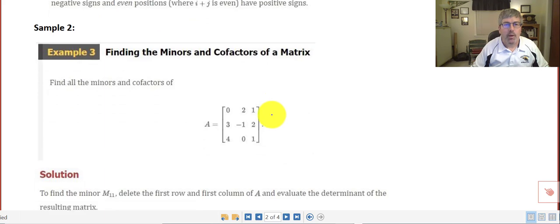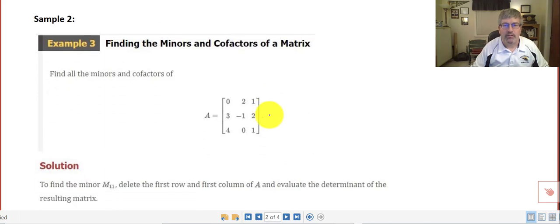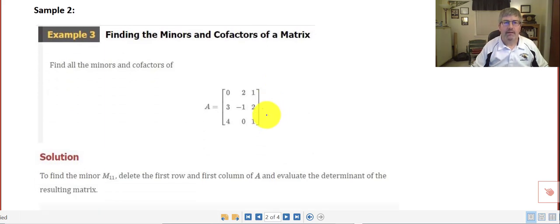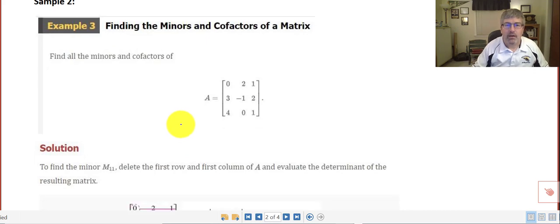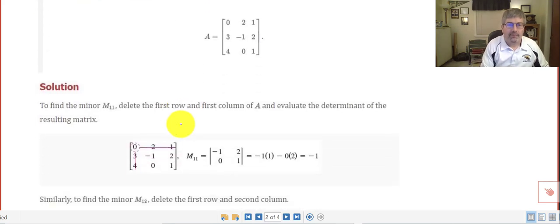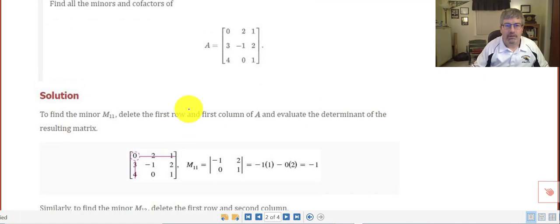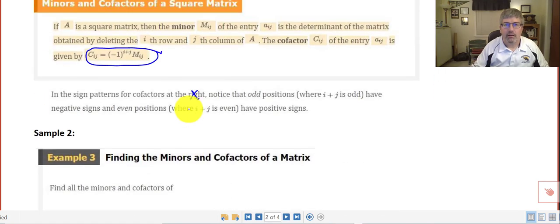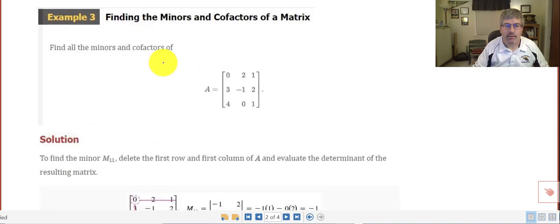But what's going to be most practical is doing a sample. Once you do these a few times, you get the hang of it. Finding the minors and cofactors of a matrix. So we have our matrix A here, and we'll want to find all the minors and the cofactors. Process, and we talked about this a little earlier in the definition when it says to obtain by deleting the ith row and the jth column. That is exactly what we're going to do here.